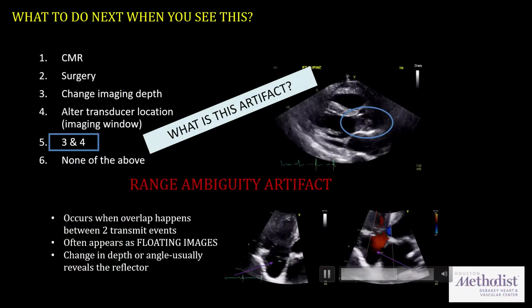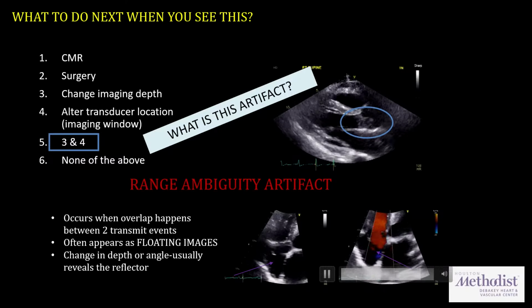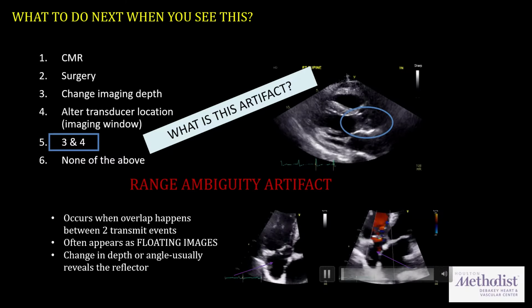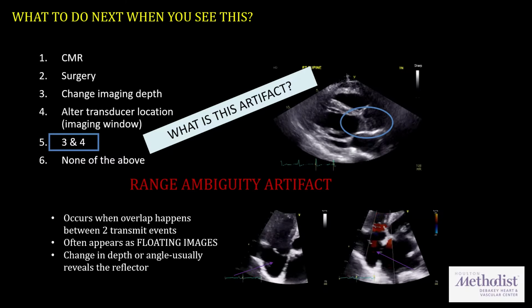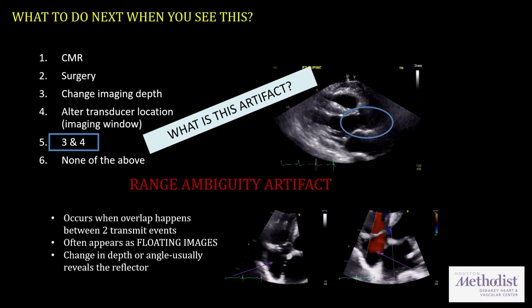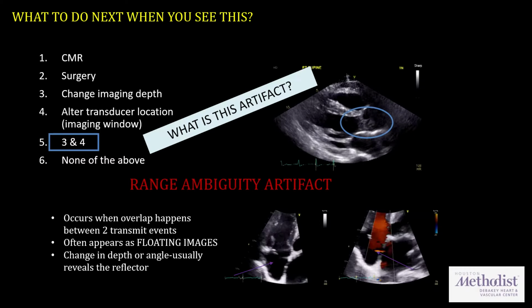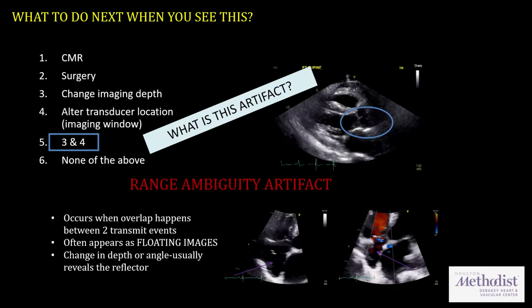So these are basically what's called the range ambiguity artifact. It usually feels like floating images, right? Important to identify again because you can always see these in patients who have wires and gadgets inside the heart.